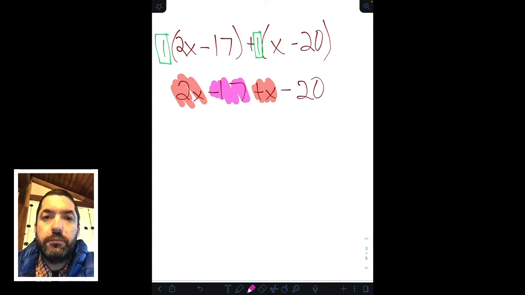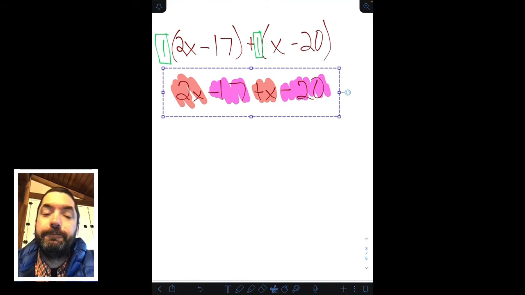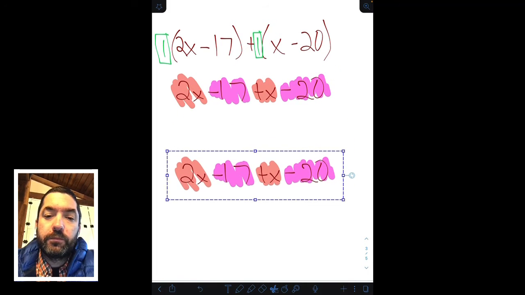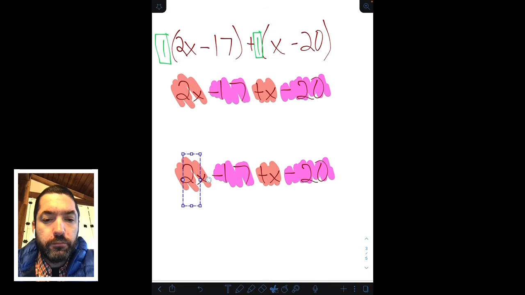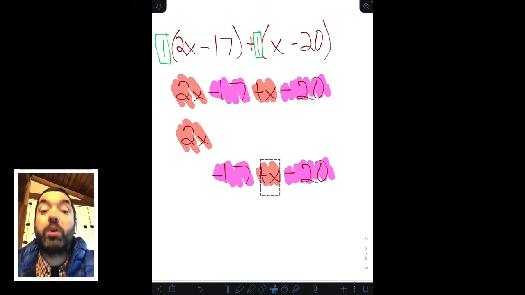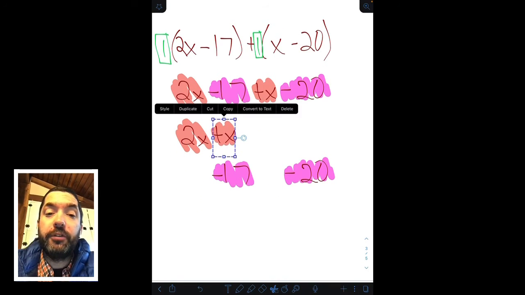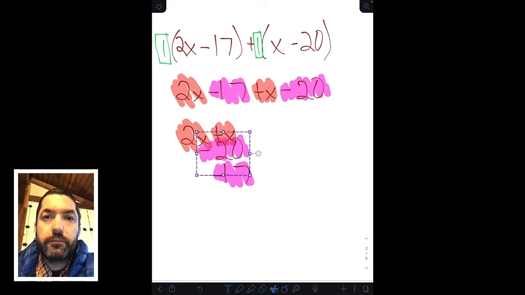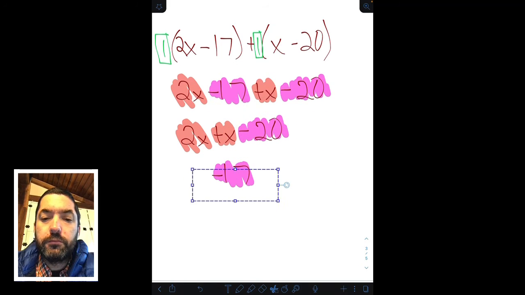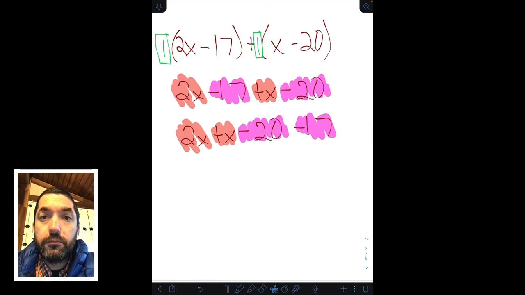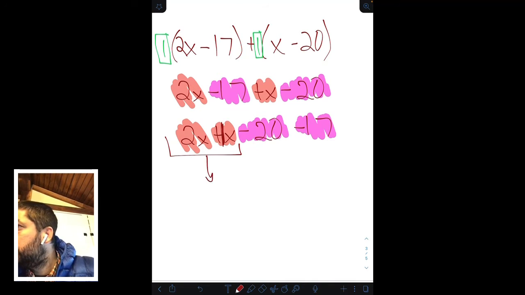Hopefully we're old pros at this. After you identify your like terms, then you collect your like terms. Okay, and then you combine your like terms. Remember, this is an invisible 1 in front of the x. So 2x plus 1x is 3x.